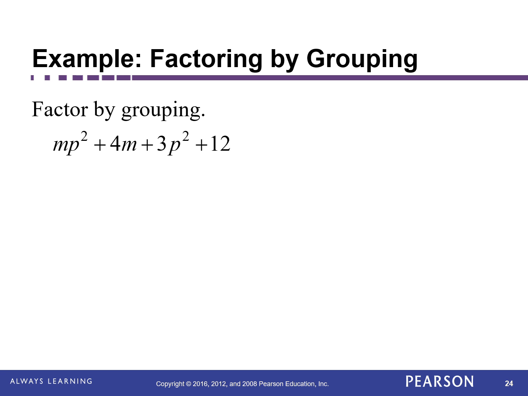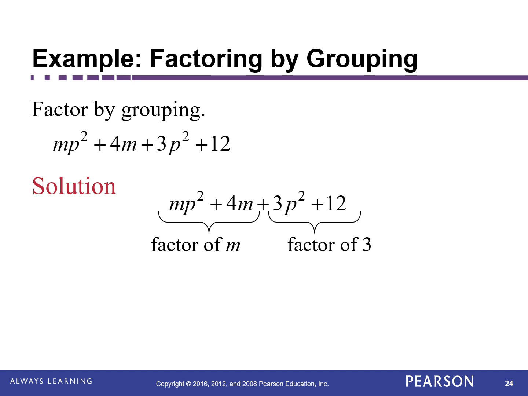So here we want to factor by grouping. Now, what I'll essentially do is group the first 2 terms together, and then I'll group the second 2 terms together. And I want to see what I can pull out of the first 2 terms. What do the first 2 terms have in common? Well, they have a factor of m in common. I have mp squared plus 4m. They both have an m in it. So I'm going to pull an m out of that first group. It's going to leave me with p squared plus 4.